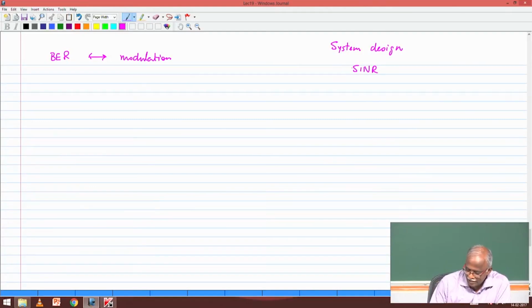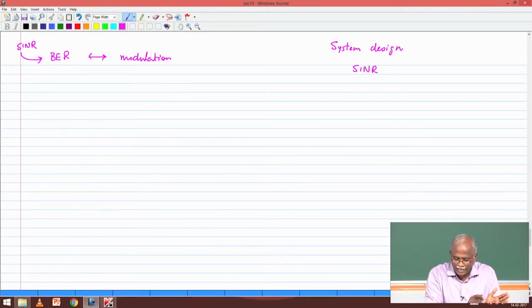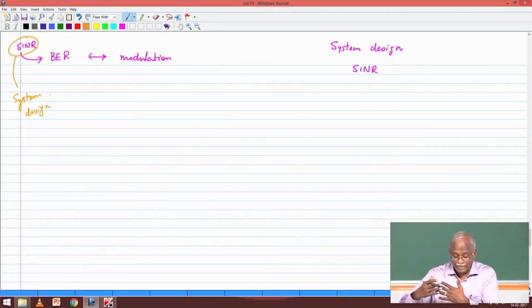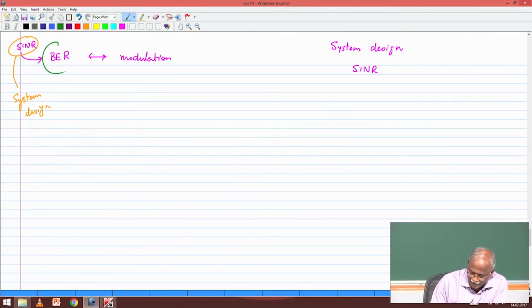Now, SINR will tell you what the BER is going to be, and depending upon the modulation, you will have different BER graphs. So once you know the SINR, and once you know the target BER: SINR is from system design, that is, from how you have designed the transmit power and how much antenna gain you have. The BER is your user requirement.